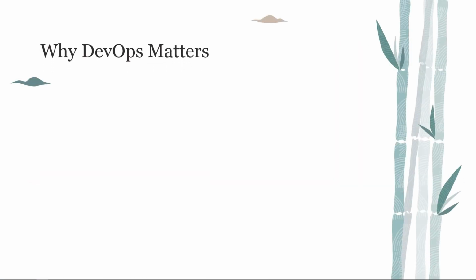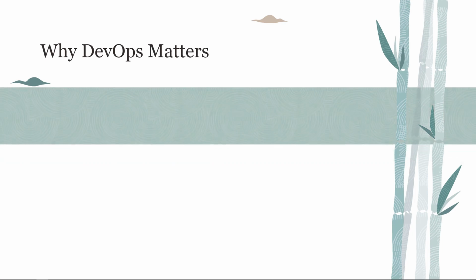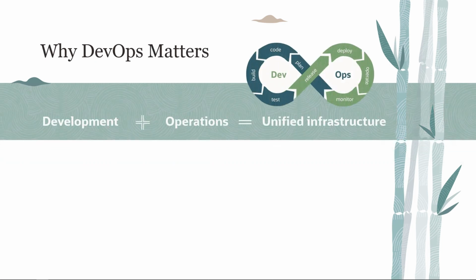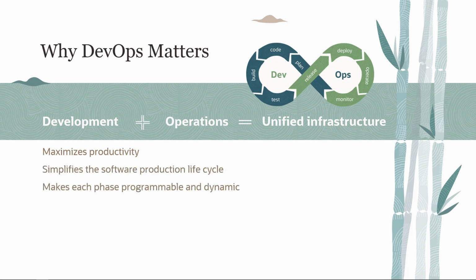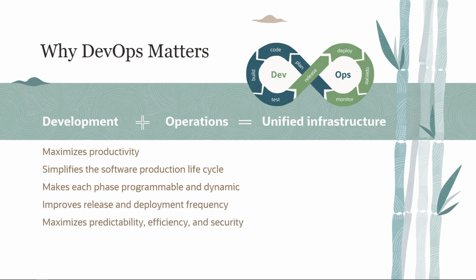So we have defined what DevOps is. Now let's discuss why it matters. DevOps brings development and operations teams together to create a unified infrastructure. And this team collaboration maximizes productivity, simplifies the software production lifecycle, makes each phase programmable and dynamic, helps you improve release and deployment frequency, along with maximizing predictability, efficiency, and security. It aids in release management and helps you find bugs early in the software development lifecycle.